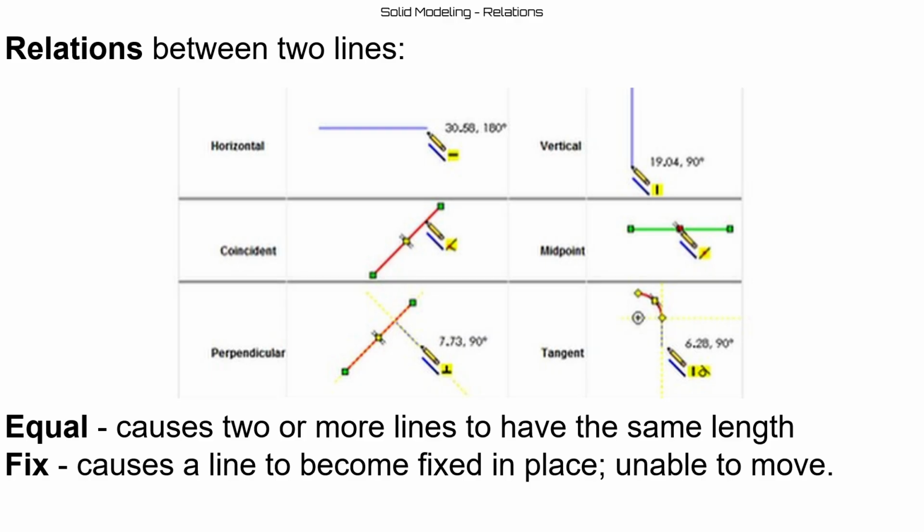Tangent will make a line smooth and at the same angle and slope as a curve before it. And then two that I couldn't find pictures for are equal, which makes two lines have the same length, and fix, which makes a line not be able to move. Kind of similar to how you have fix and float in SolidWorks for assemblies. You can fix a line to keep it where it is.